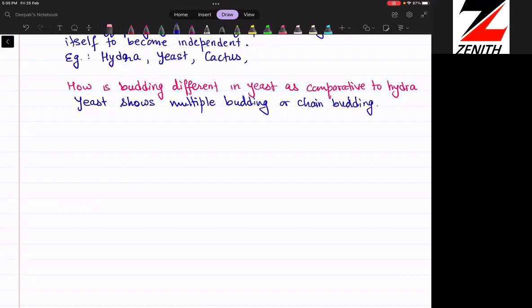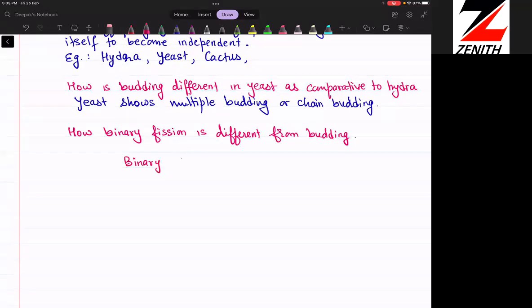Anyone, how is budding different from binary fission? Major two differences I'm interested in.